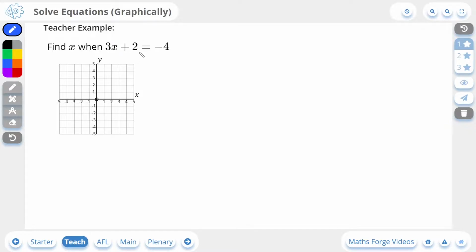So let's take a look at our first example. Here we're being asked to find x when 3x plus 2 is equal to negative 4. So how you approach this is as follows. Your equation that's given to you, 3x plus 2 is equal to negative 4, has two parts to it. It has the left-hand side of the equation and the right-hand side.